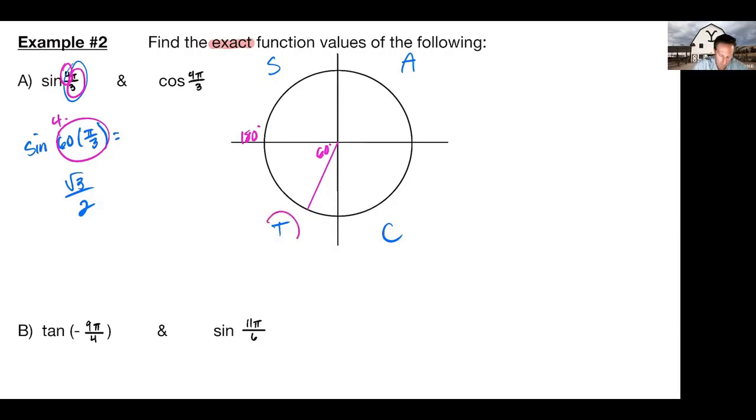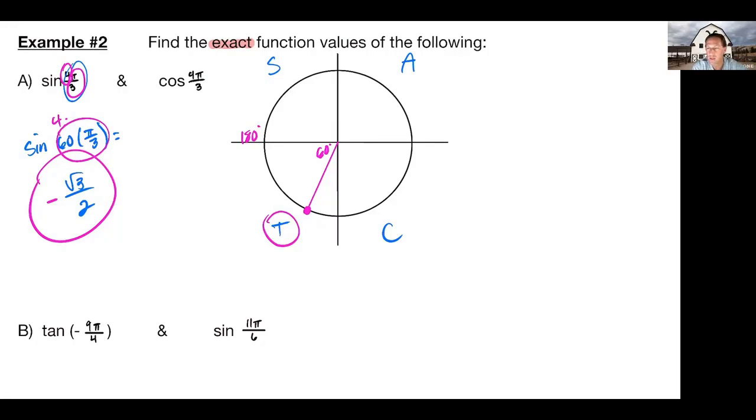All I then have to figure out is whether it's positive or negative. And because they put me at this point in quadrant 3, I know it's negative and I'm done. Hopefully you're picking up speed. If you want to pause it, go ahead and try the second one.